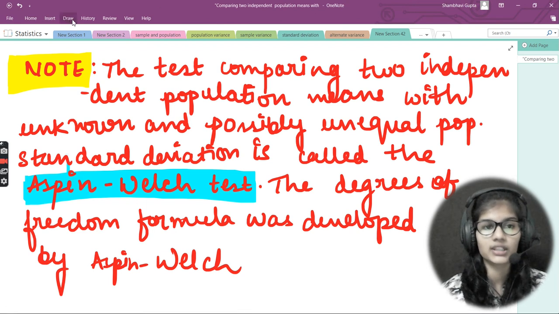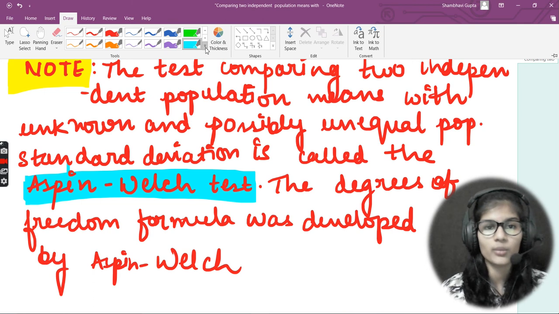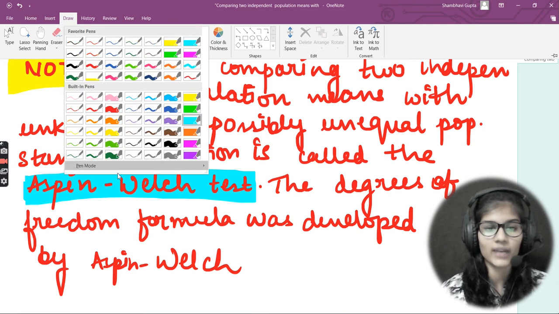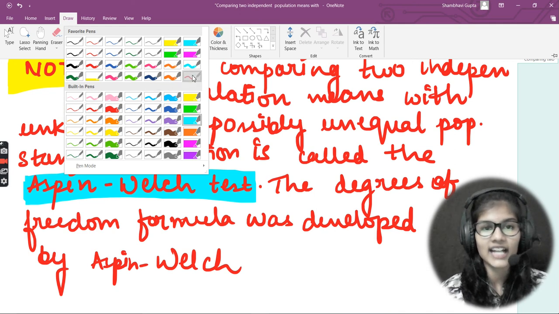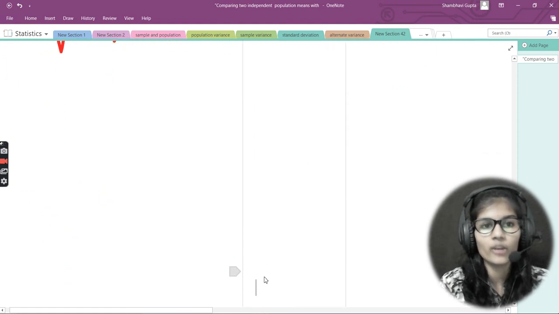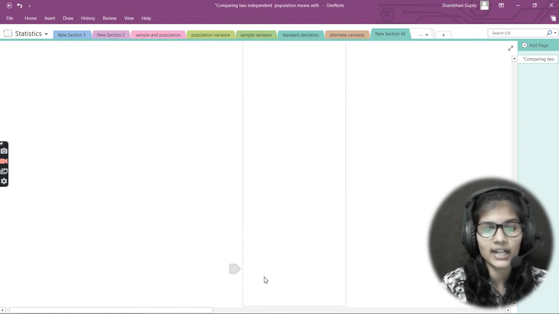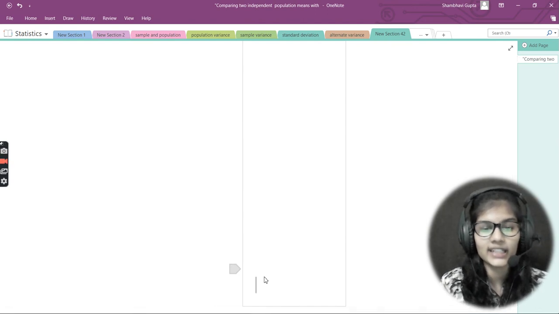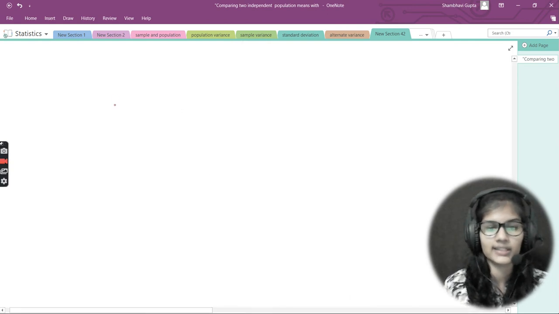and the formula for the degrees of freedom was actually developed by Aspin-Welch. Okay, this was actually made by Aspin-Welch. Now basically here we have a formula for the standard error as well, which we'll be discussing.